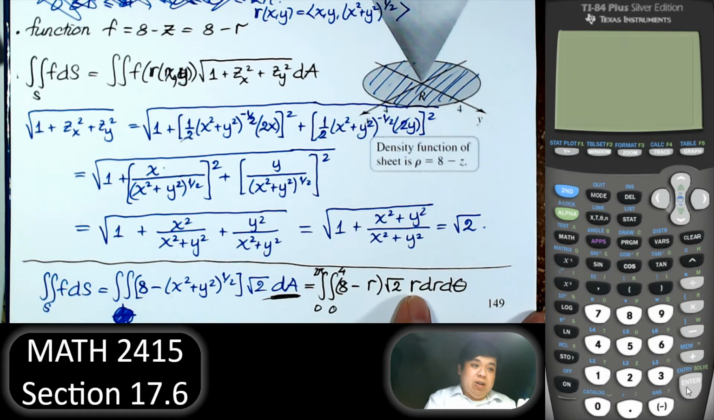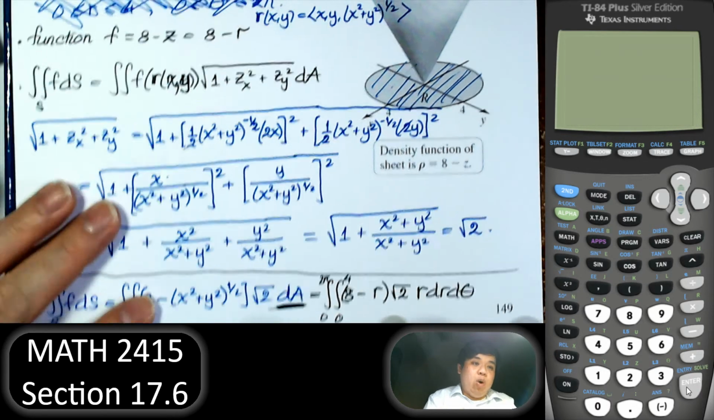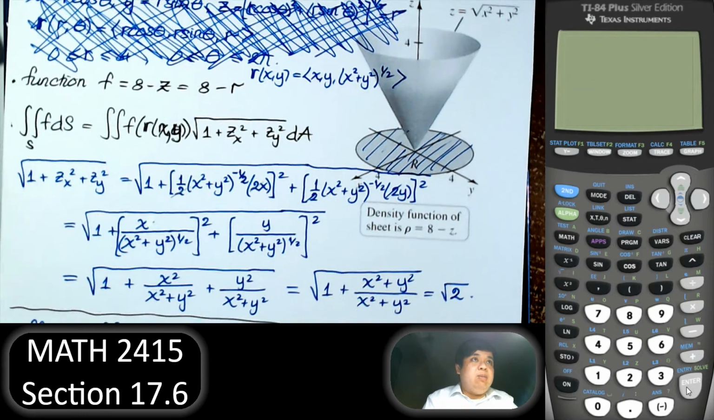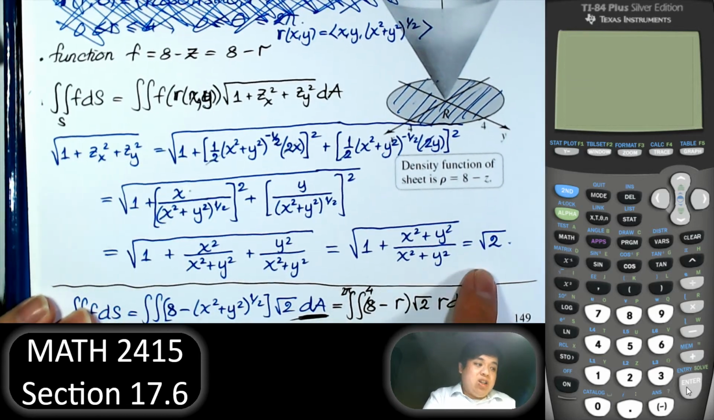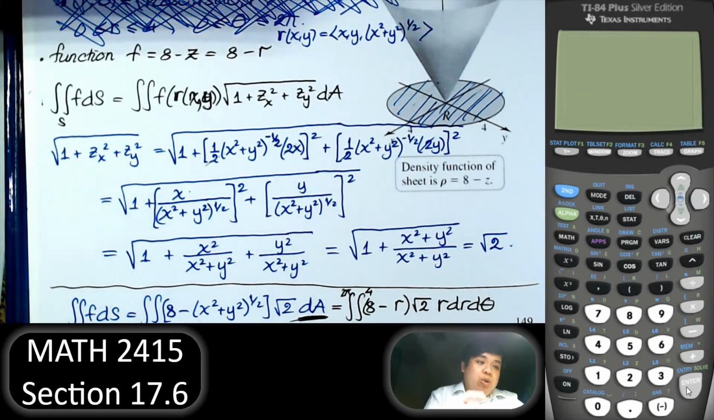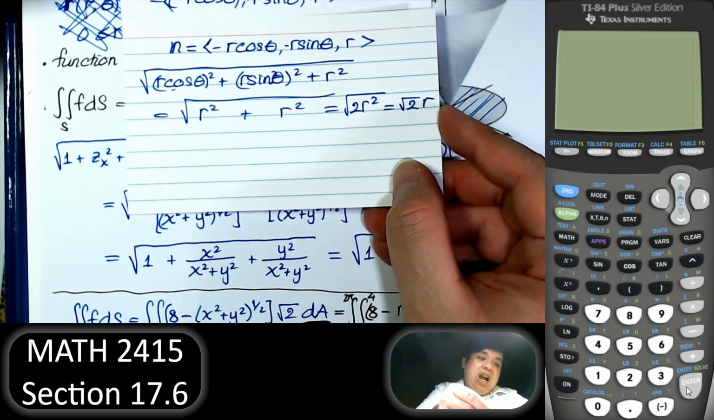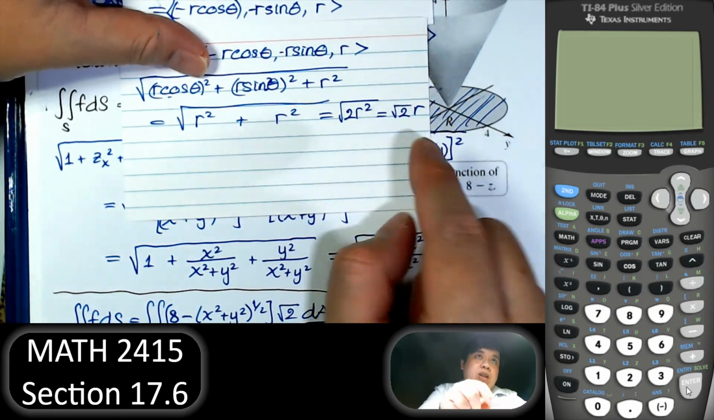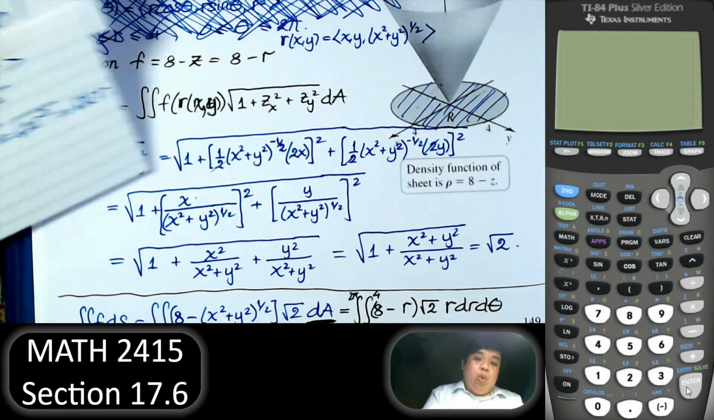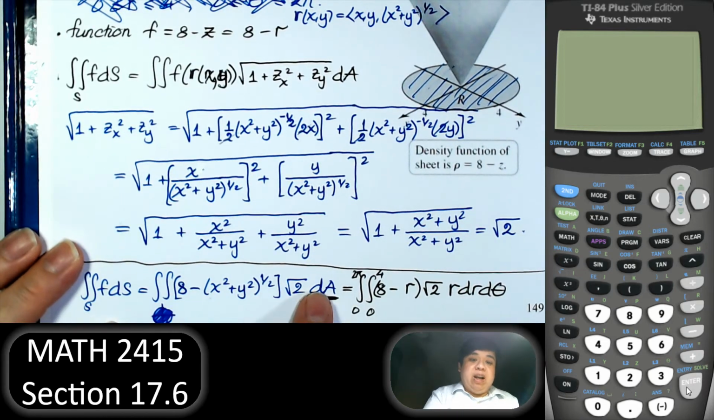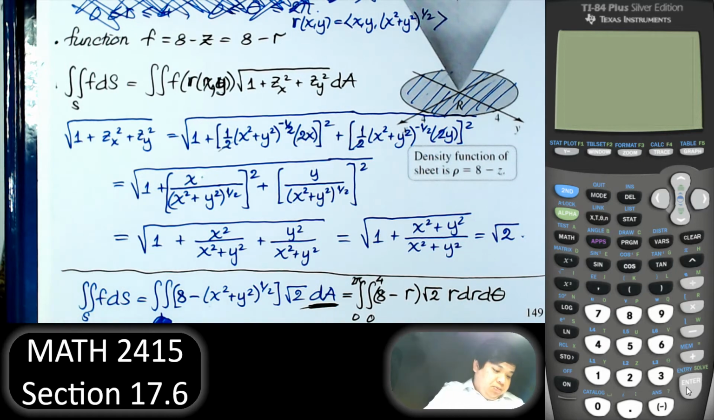So remember, if you want to parameterize using x and y, just use that. But in this case, that calculation is complicated. If you want to use r and theta, the normal vector is kind of complicated also, but we have an r there, which will go with dr d theta to make a dA. So that makes perfect sense there.